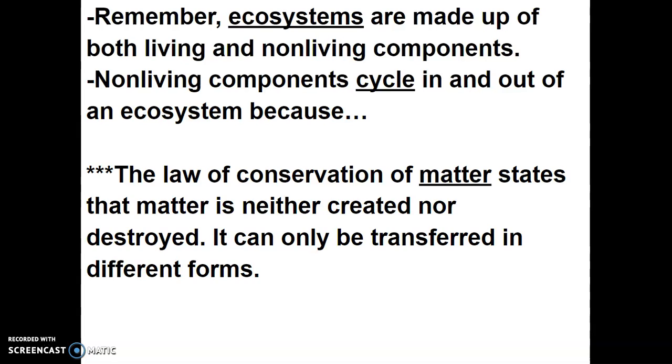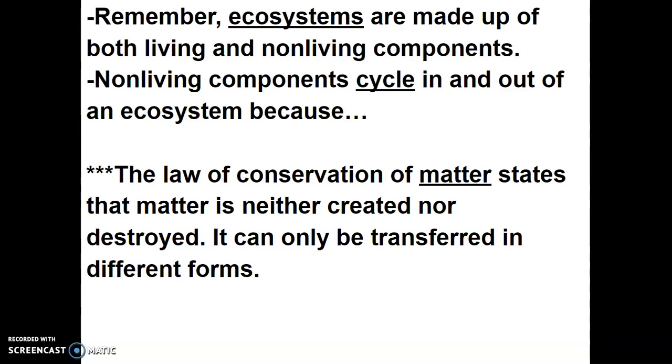An important, super important law in science, and you see the stars right there, the law of conservation of matter. Okay, matter is all stuff, right? Matter makes up all things. And the law of conservation of matter tells us that matter is not created nor destroyed. So we can't just make something out of thin air. And even when we destroy something, if we burn it, we explode it, we melt it, we do all this different stuff, the amount of matter that makes up something really isn't gone. Okay, matter can only be transferred into different forms, right?